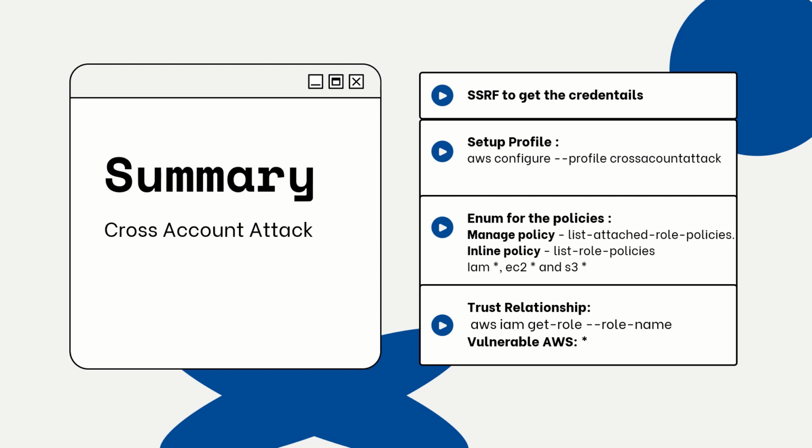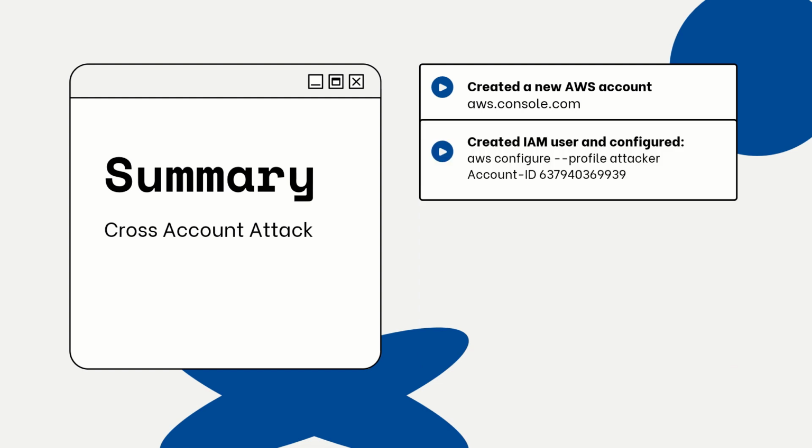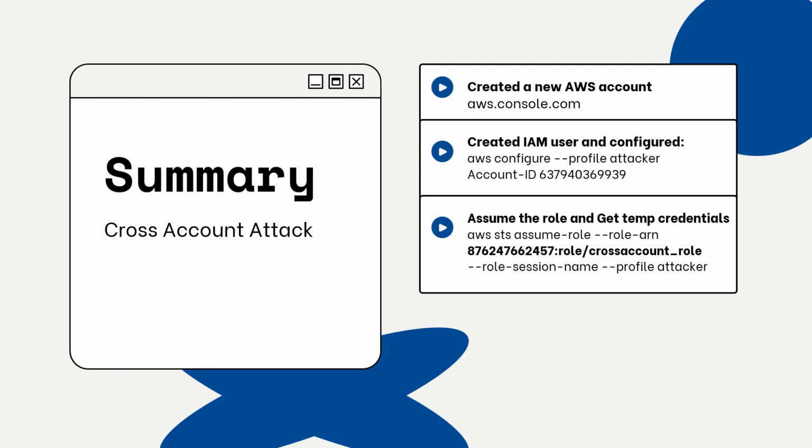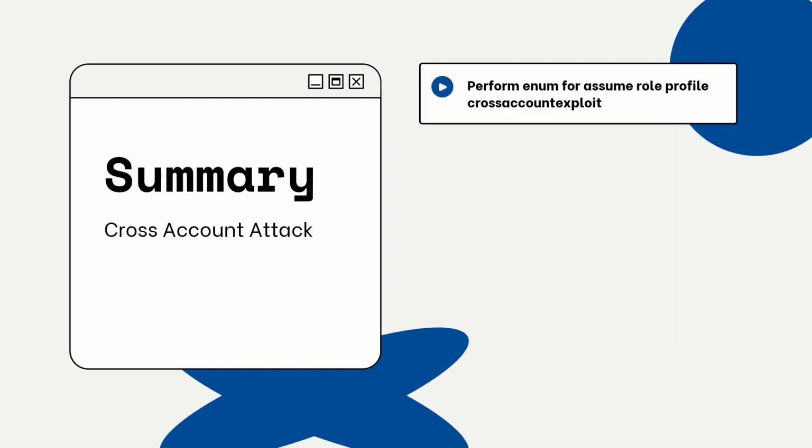So we created a new AWS account and created an IAM user. The username was attacker, where there was no relationship between these accounts. So we configured the IAM user attacker. Then we assumed the cross-account role using the sts assume-role command. Then we got the temporary credentials. And again, we configured the new profile, the cross-account exploit, where we performed the enumeration for the assume role profile, cross-account exploit.